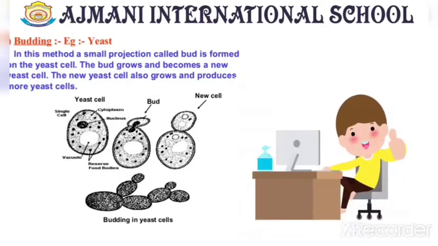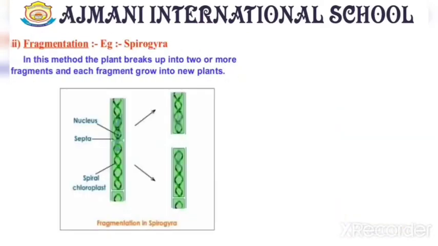The second one is fragmentation. Spirogyra reproduces by fragmentation. It is a green algae that is found in water bodies. In this method, the body of the parent breaks into small pieces called fragments, and each fragment grows up to become a new plant.